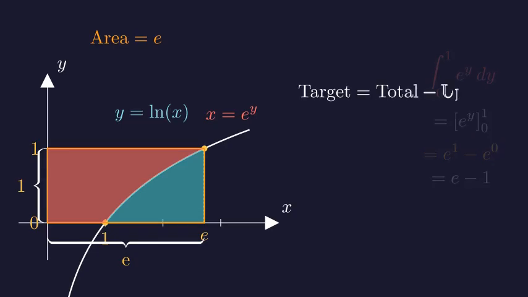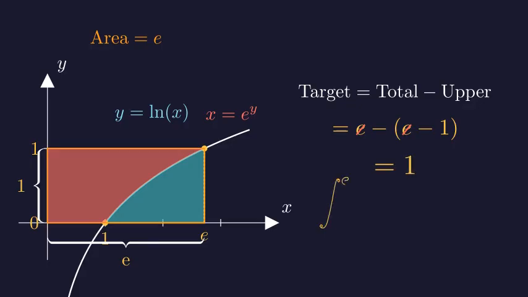Finally, to get our target area, we simply take the total area of the rectangle, which is e, and subtract the upper area, which is e minus 1. The e values cancel out, leaving us with a result of positive 1. So the integral of natural log of x from 1 to e is exactly 1.